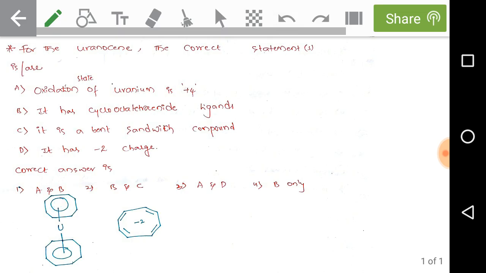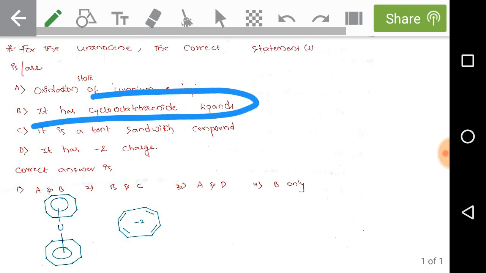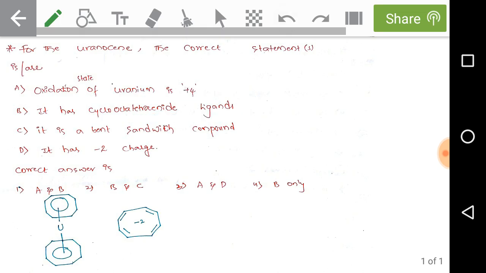And it has cyclooctatetraenide ligands, so that is also a correct one. And oxidation state of uranium is +4. That's why simply options A and B are the correct answer. Right.